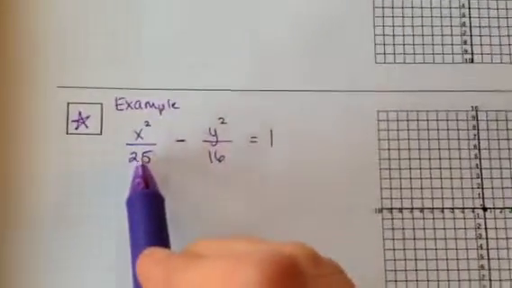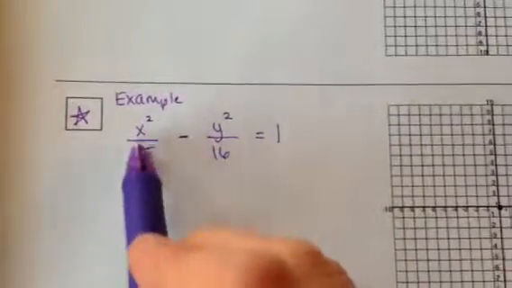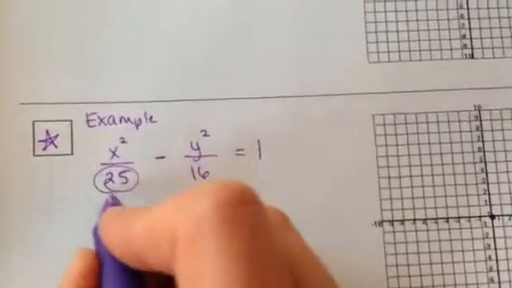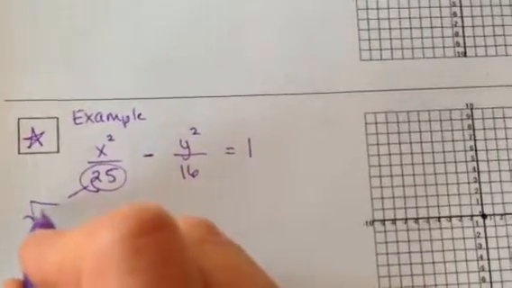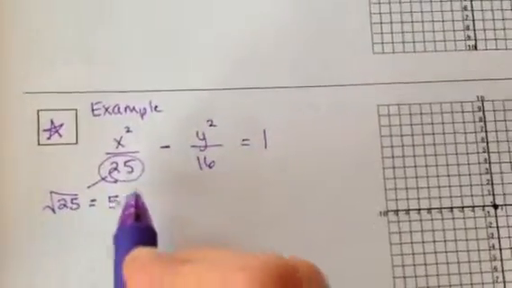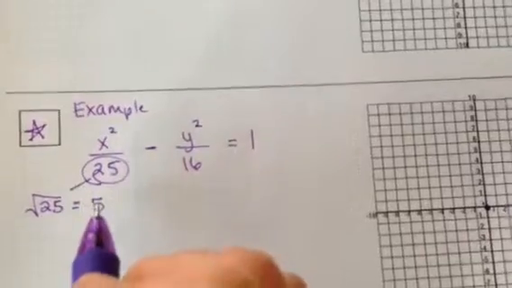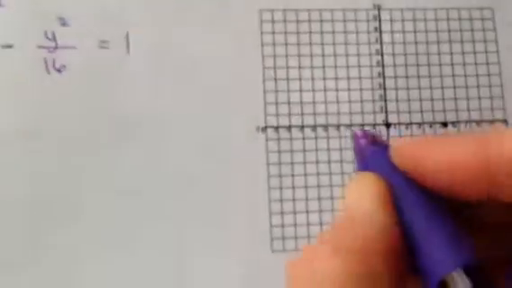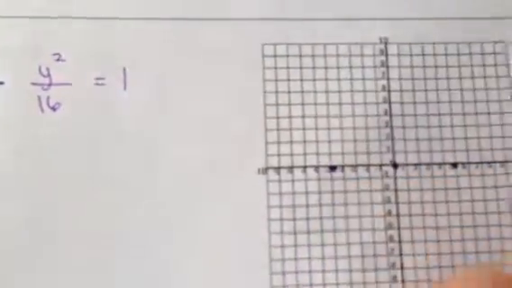Now notice under the x is a 25. And remember the x-axis runs horizontally. So what you're going to do is whatever this value is, you're going to take the square root of it. This happens to be a pretty square root. And so this tells me I'm going to go left and right 5 from the center. So I'm going to go over 5 this way, and I'm going to make a little point. And I'm going to go 5 the other direction and make a little point.